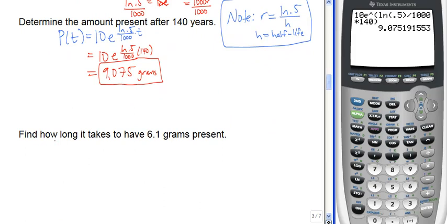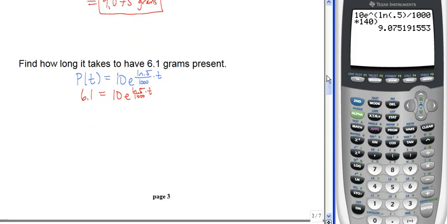This time we want to find how long it takes to have 6.1 grams present. So remember what our model was. P of t equals 10 e to the ln of 0.5 over 1,000 times t. And this time we are told 6.1 grams. That's the amount present, so that's going to be our P, and we're trying to find out the time, how long it takes. So this time I'm giving you P and I'm asking for t. So we're going to put 6.1 on the left side, and we're going to leave t in there as t, and we're trying to solve for t.